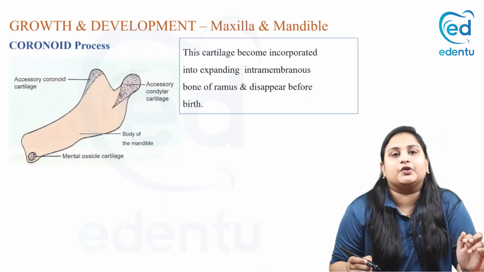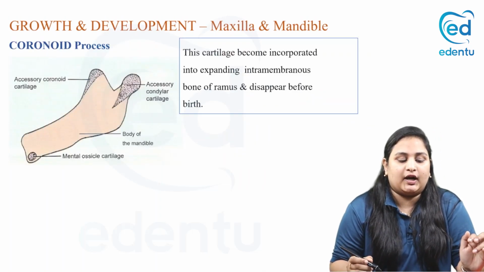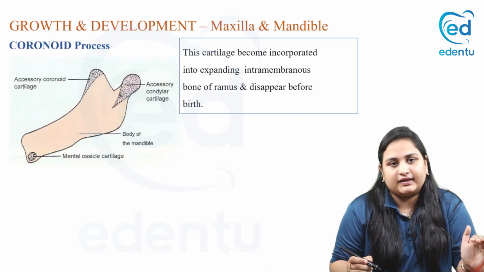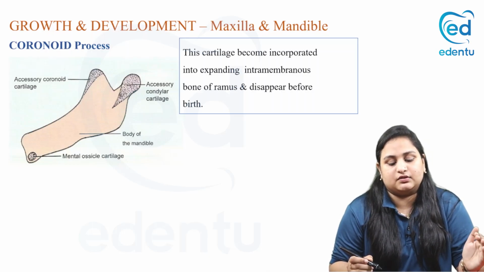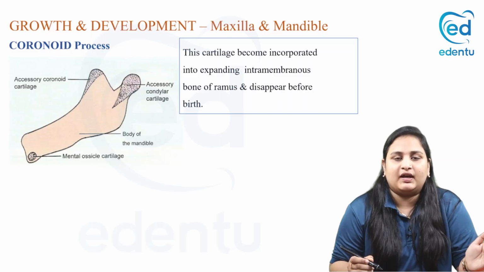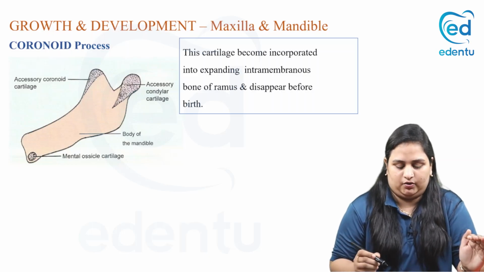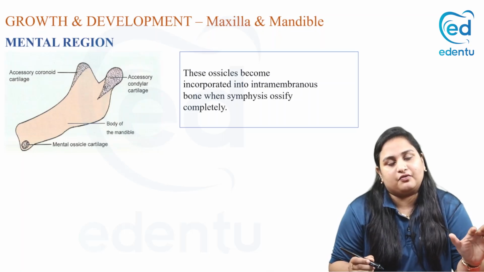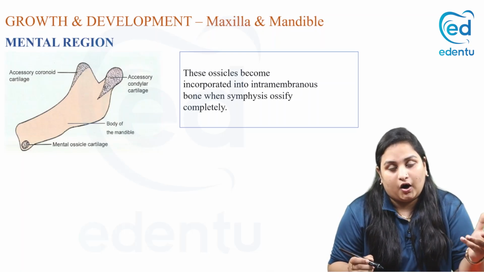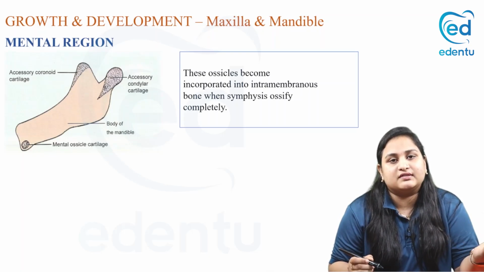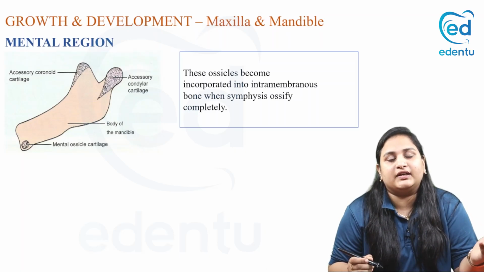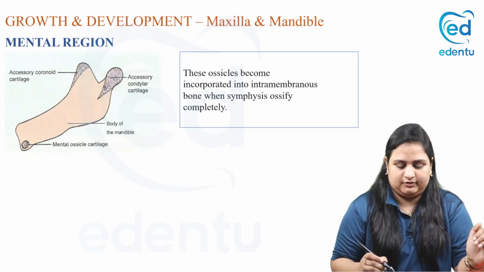Now moving on to the coronoid process, the cartilage eventually expands and is replaced by intramembranous bone and just disappears before growth. Now the mental region is formed by the mental ossicles, which also are replaced by the intramembranous bone once a fully developed mandible is formed.